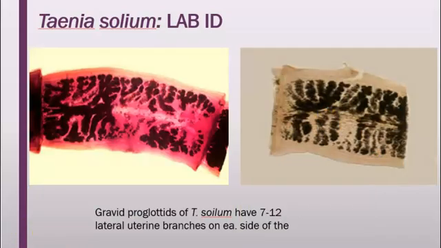As far as the gravid proglottid for T. solium or the pork tapeworm, you're only going to have about 7 to 12 lateral uterine branches. So not nearly as many as in T. saginata. So these you might actually have a better chance at counting because you're only dealing with about 7 to 12 on each side. And this one is that pinkish color because a dye has been used on the slide. And this one doesn't present with that color because a dye has not been used.